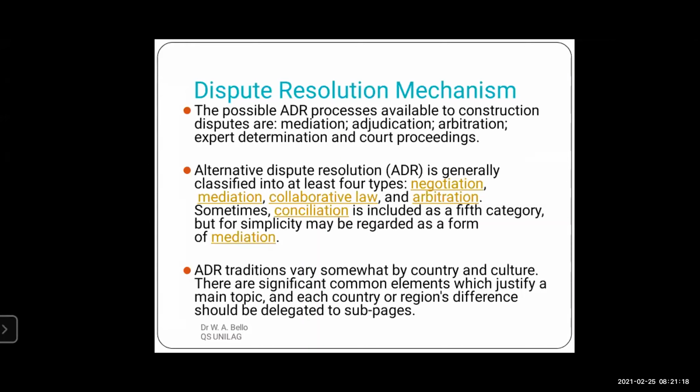And of course, the alternative dispute resolution is generally classified into at least 4 types. You have negotiation, whereby it is just between the two parties. They find a way of resolving the dispute among themselves. You negotiate. You have mediation. You have collaborative law. And of course, the father of them all, which initially was supposed to be something of ease, but it's becoming more formal too, and that is arbitration.